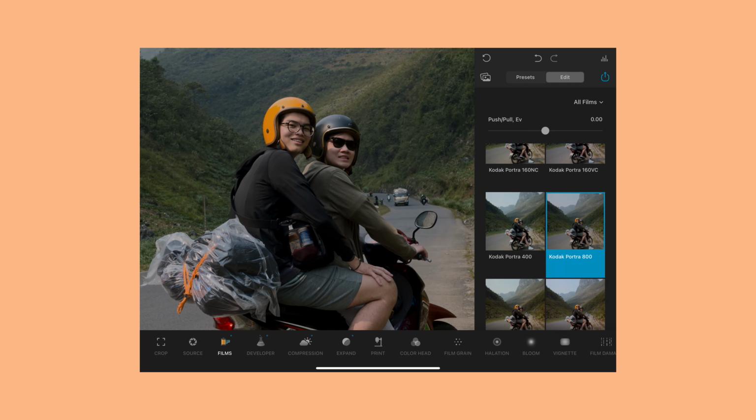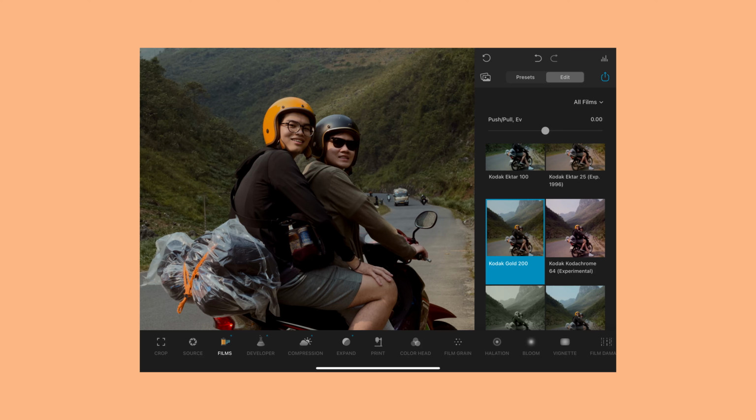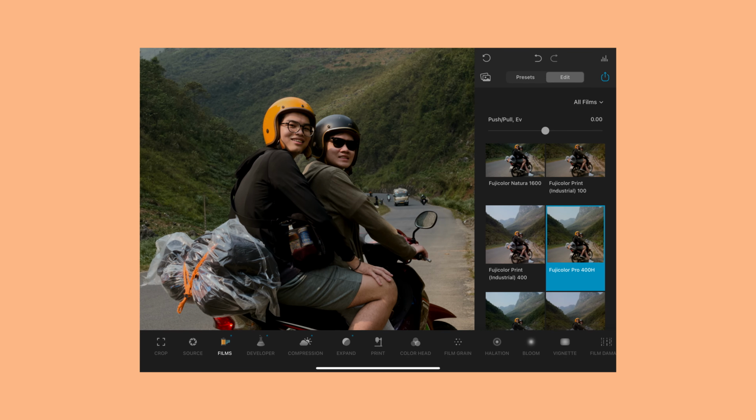For example, it captured pretty well the muted colors and pastel nature of Portra, or the warm and golden feelings of Color Plus or Gold. And then there's the famous green tints of Fujifilm. So everything in terms of unique film characteristics seemed to have been taken into account by the engineers at Dehancer.